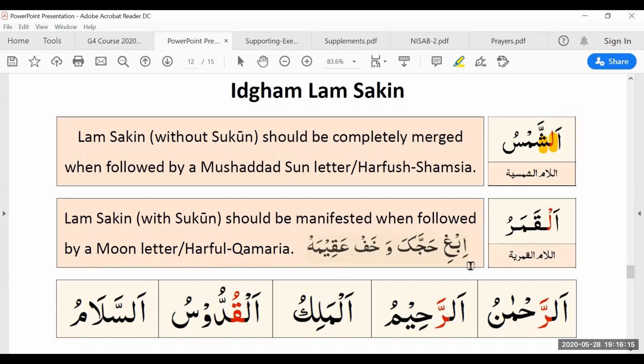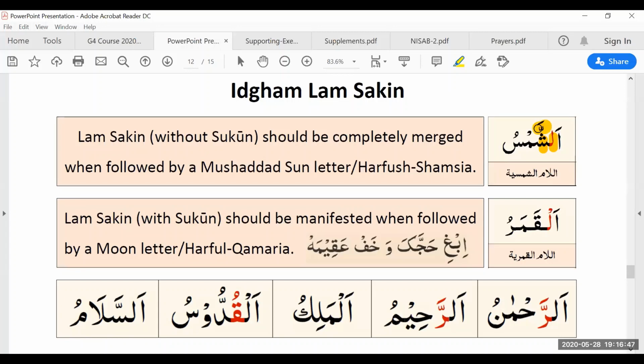So if you remember this phrase, you can remember the 14 moon letters, and then you can recall them when it comes to reciting. So another way of identifying whether the sound of lam is going to be completely merged or manifested is to look at the first mutaharrik letter.